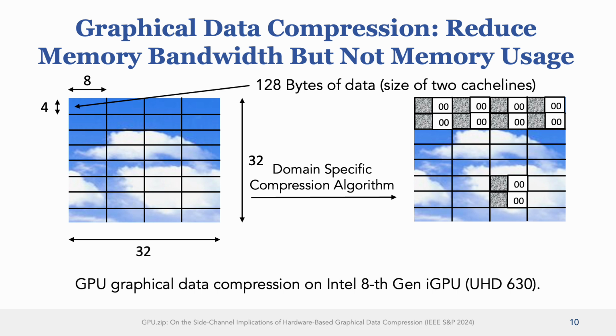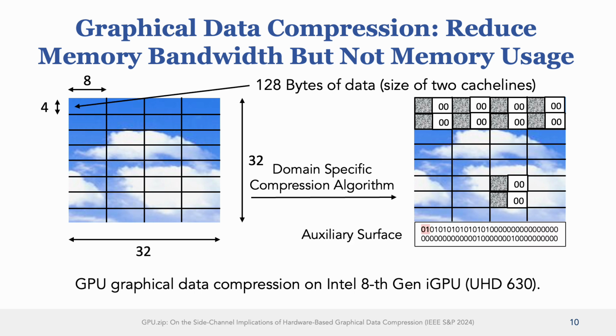If it cannot compress this block, it will leave it as what it is. Now the question is, how does the GPU know which block it compressed and which one it did not? The answer is that it does not know. To save this information, it attached an auxiliary surface at the very end.